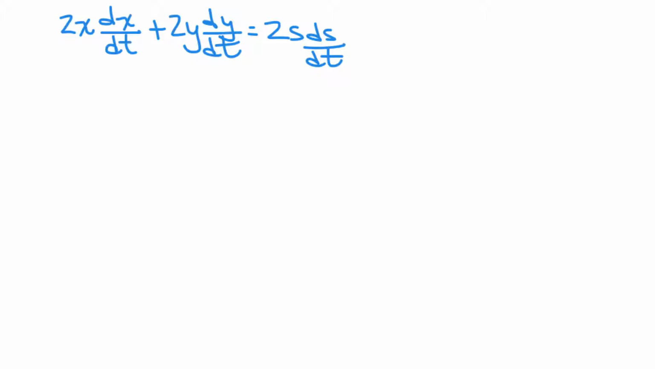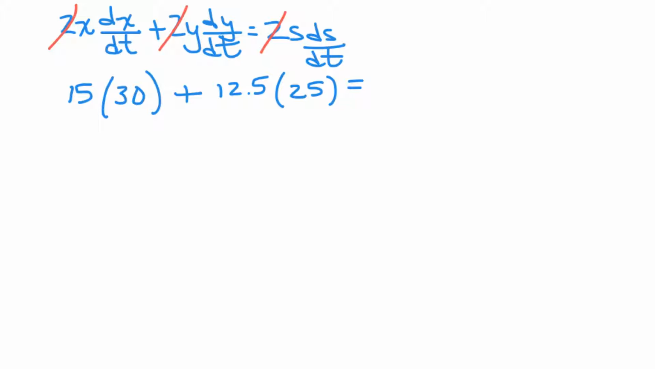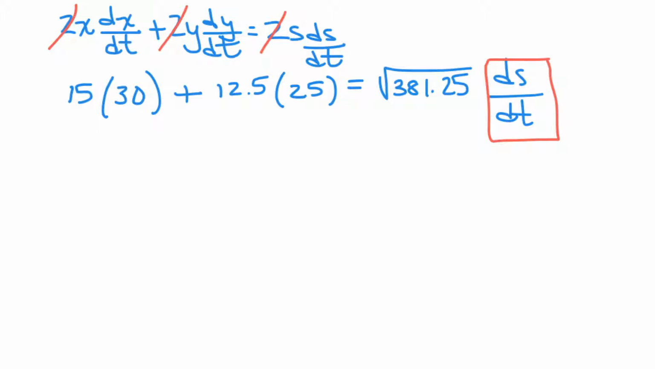Now let's finish up, remembering that we were able to cancel those 2's, and let's substitute all of the values that we had for 2:30 p.m. So remember, x was 15 and dx/dt was 30 miles per hour, plus y, that was 12.5 times dy/dt, which is 25, is equal to s, which was the square root of 381.25, times ds/dt, and it is ds/dt that we want to solve for. So now we can go ahead and do that.